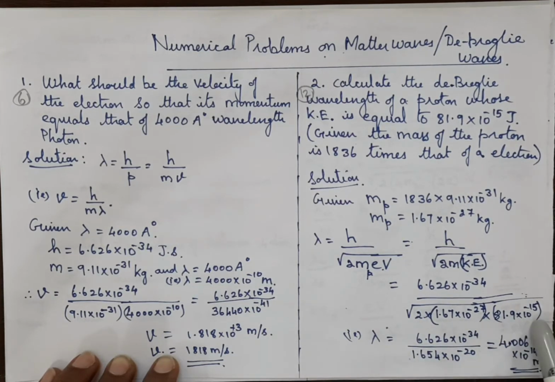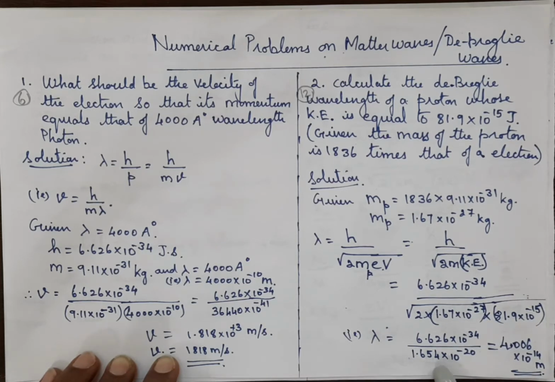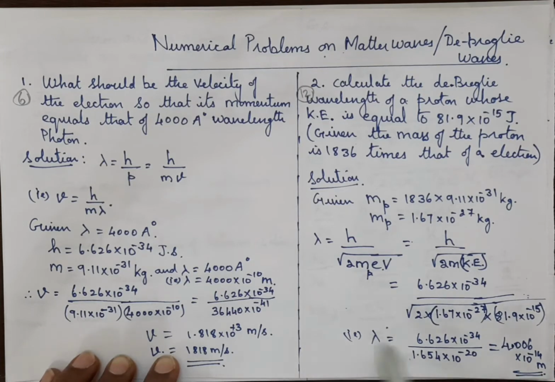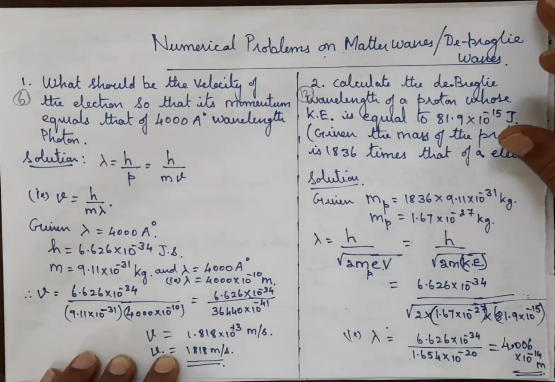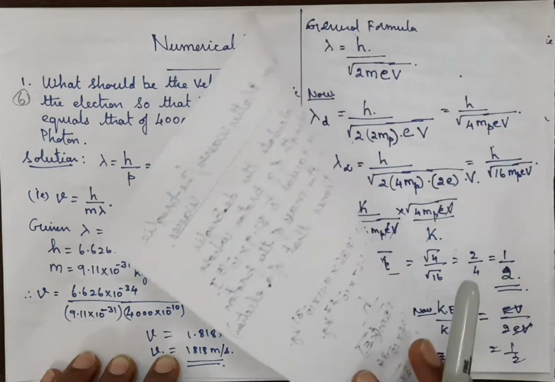When we simplify the denominator, we get 1.654 into 10 power minus 20, and the numerator is only the h value, 6.626 into 10 power minus 34. When we divide these two, 6.626 into 10 power minus 34 by 1.654 into 10 power minus 20, we get approximately 4.006 into 10 power minus 14 meters, which is the wavelength associated with this proton, which has a kinetic energy of 81.9 into 10 power minus 15 joules, right?